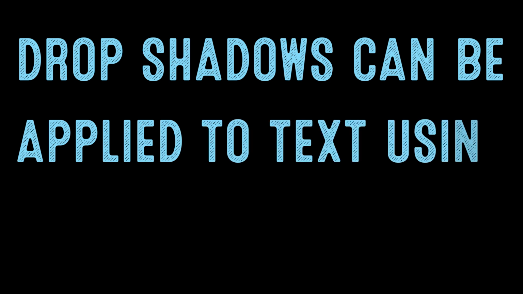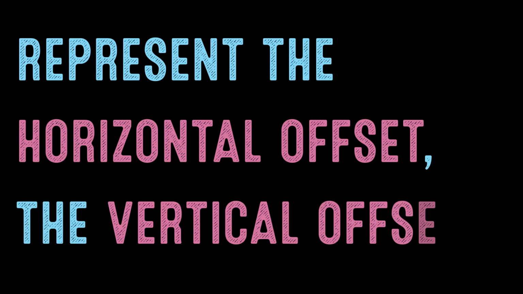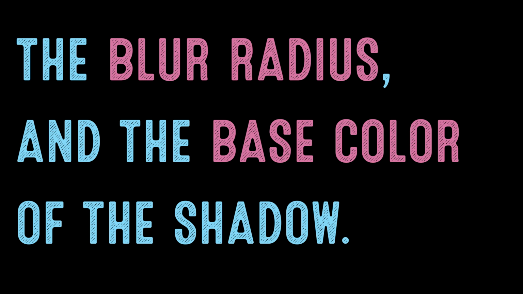The weekly code quiz. What is drop shadow? Drop shadows can be applied to text using the text-shadow property. The property can take up to 4 values to represent the horizontal offset, the vertical offset, the blur radius, and the base color of the shadow.